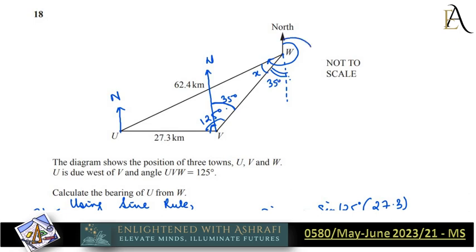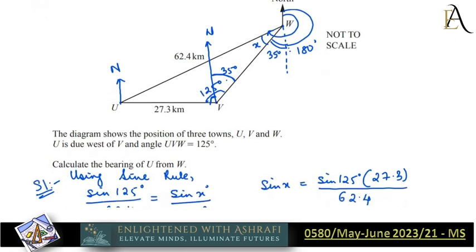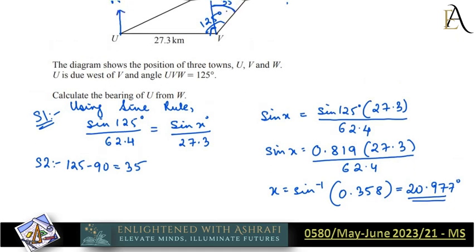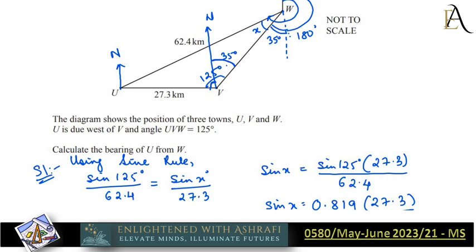So I get this as 180 degree. This is 35 degrees, and we got x as 20.9, that is 21. So this is 21 degrees.